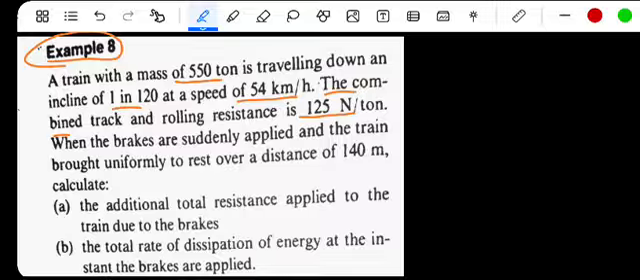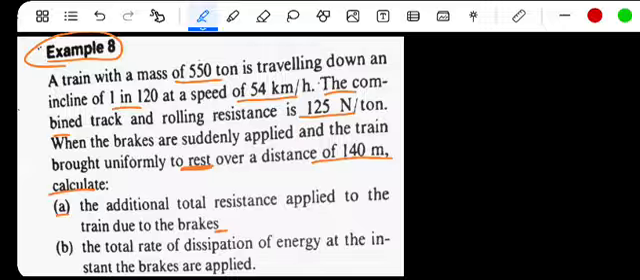When the brakes are suddenly applied, the train is brought uniformly to rest over this distance. So we have the final velocity. We have two velocities, so we have an average speed over this distance.